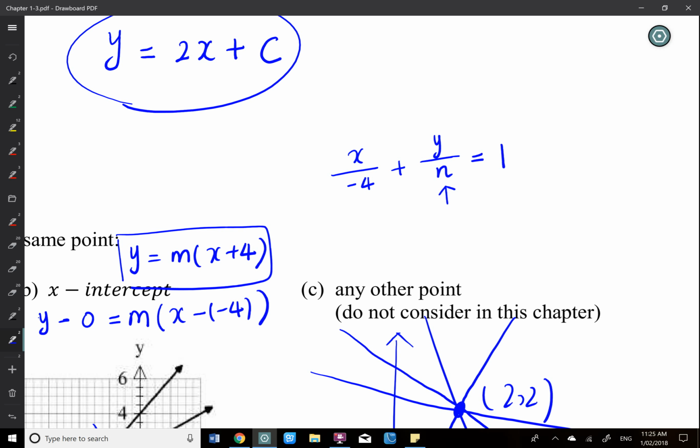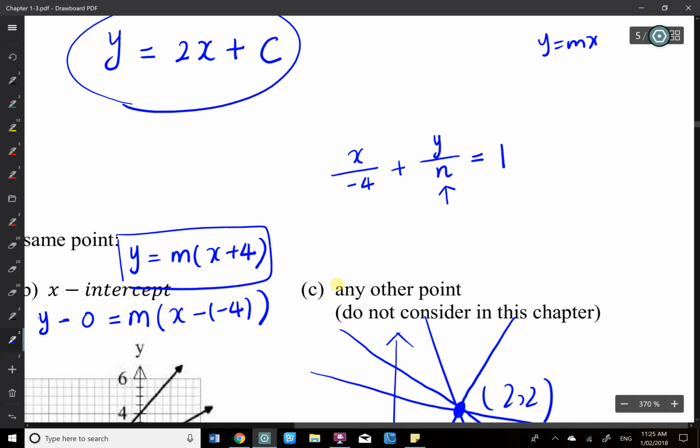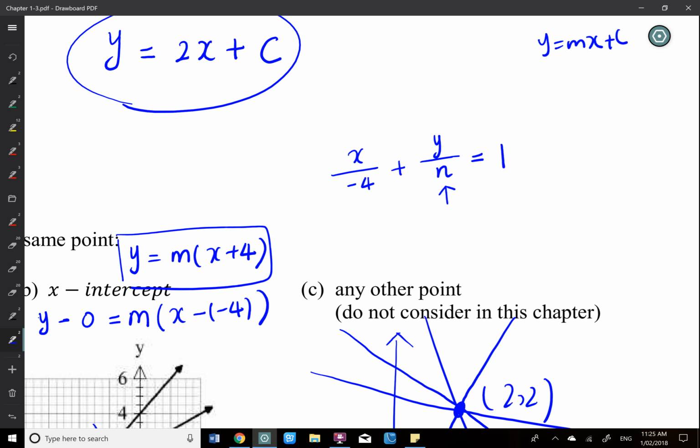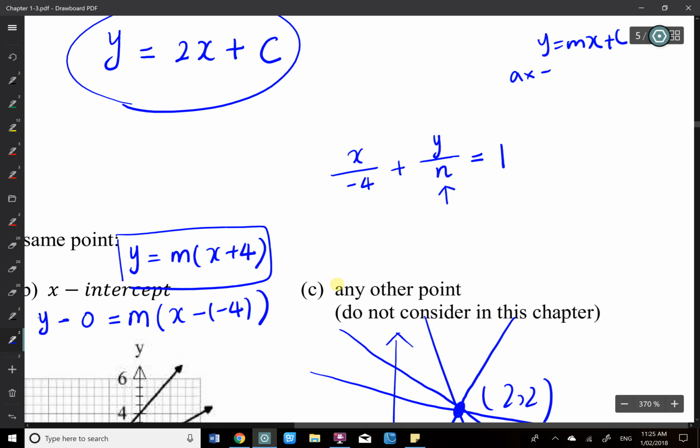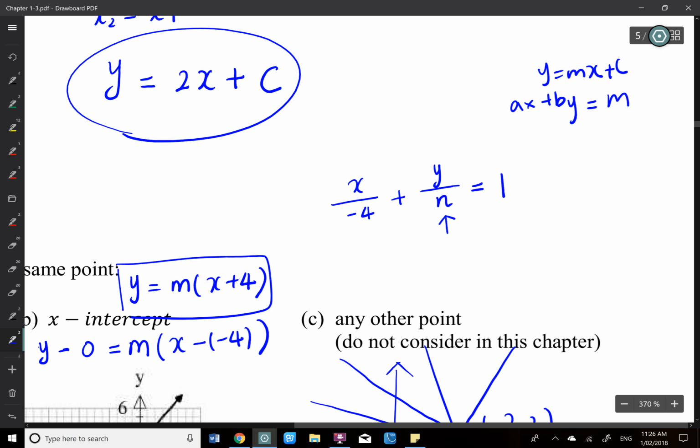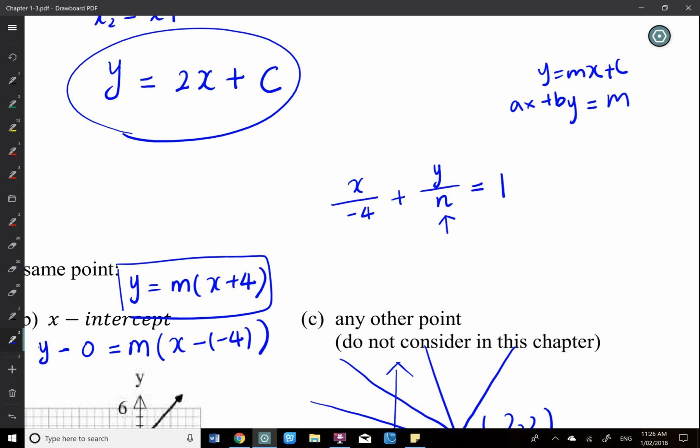What's the reason? First of all, do you think that's a linear function? In what form? Like mx plus c form? What's the other form? Like y equals mx plus c, you definitely know that's linear. What other form do you know? Yep, ax plus by, thank you. Equals to whatever, not necessarily 0, it can be any number. So ax plus by equals a constant, that will be a linear form as well.